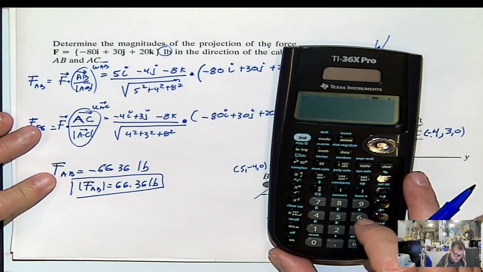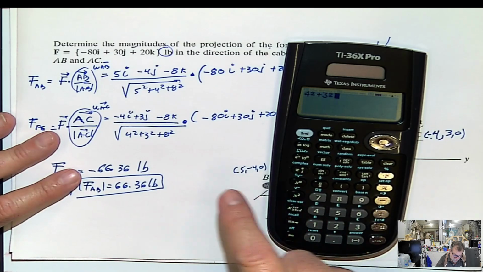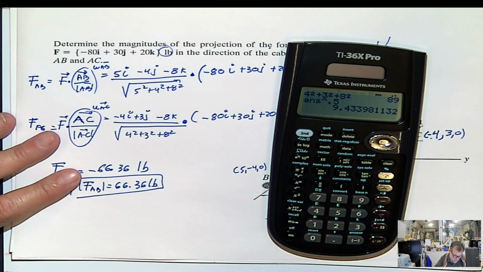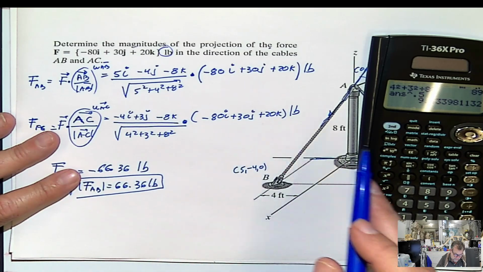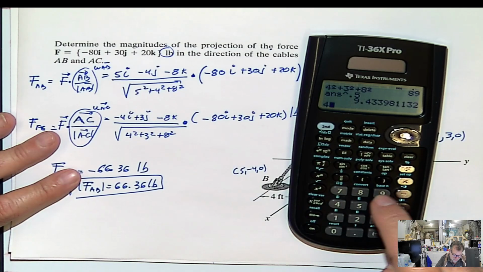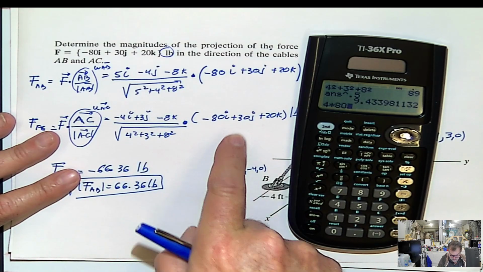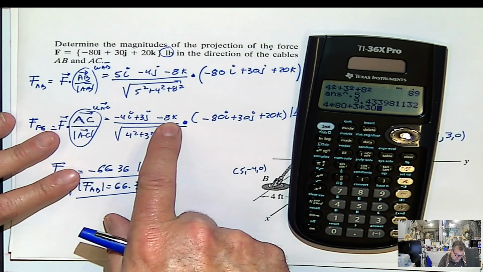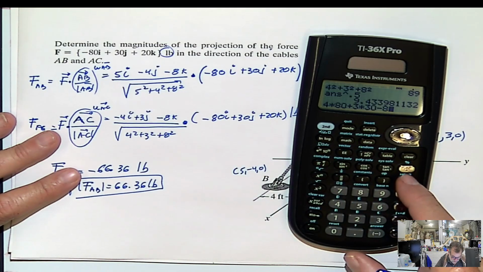I'm going to calculate the denominator first. 4 squared plus 3 squared plus 8 squared elevated to the 0.5. And I'm going to keep this number there in memory. And then I'm just going to multiply I with I, j with j, k with k, and divide it by that number. So it's going to be negative times negative is positive. 4 times 80. 4 times 80 is 320, but I'm going to put 4 times 80. And then positive times positive, this is 90, but I'm going to multiply 3 times 30. And minus times positive is minus. 8 times 20 is 160, but let's do it 8 times 20.